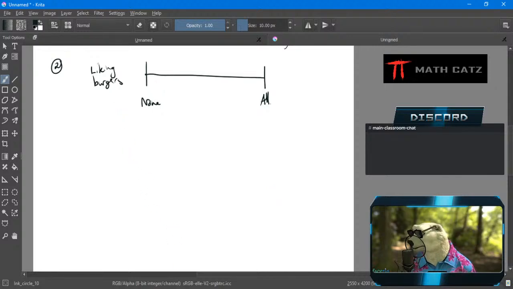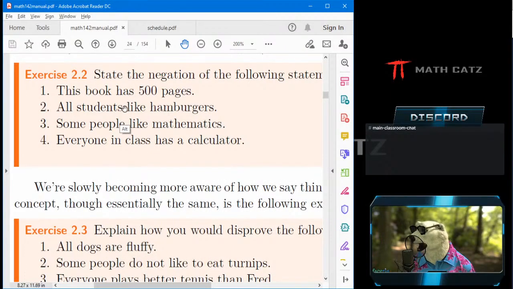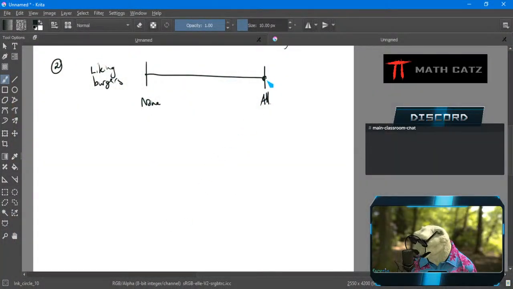Okay. My given statement is only going to be true if in reality what's happening is absolutely all students like burgers. So my given statement is true for this black dot only. That means I now have the option to phrase my negation statement. That's what I'm trying to come up with, right? I'm trying to write down the negation that is paired with this given statement. And I can phrase it how I want.